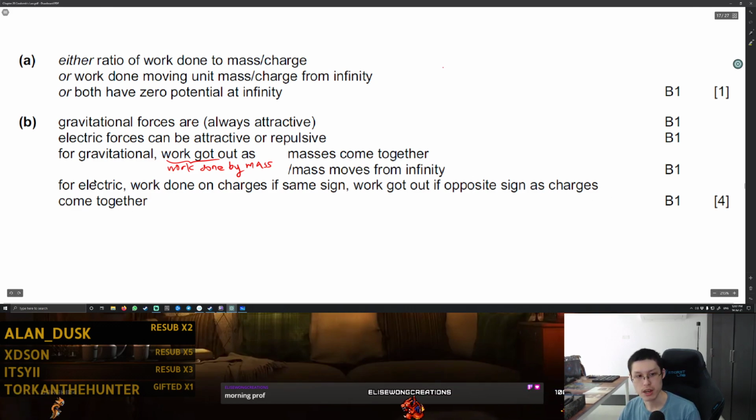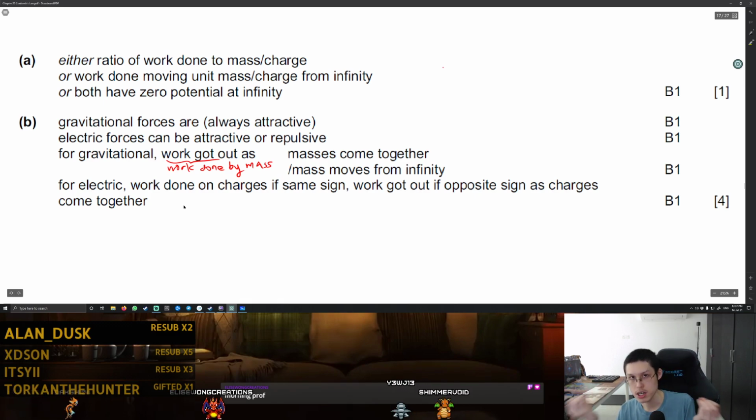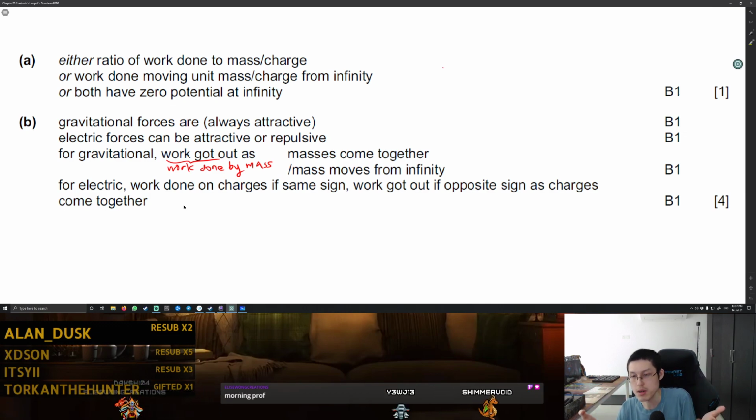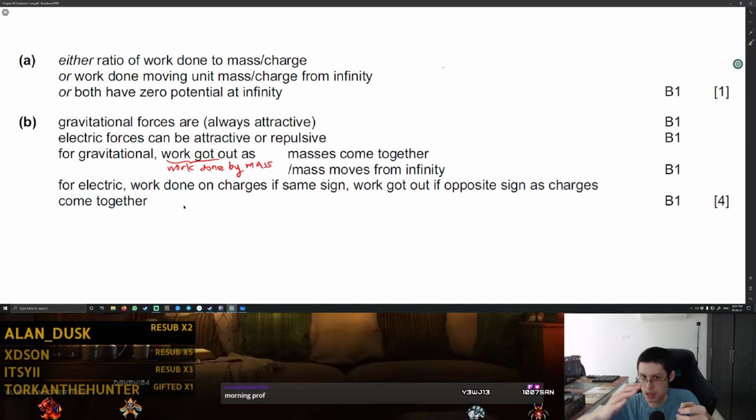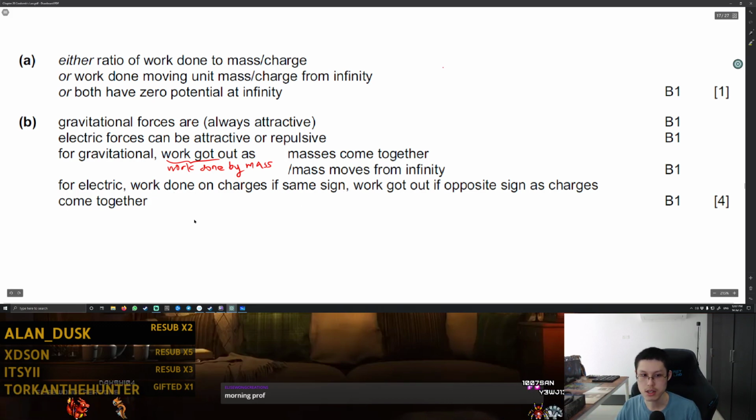And then for electric charges: work done on charges if same sign, work done by charges if opposite sign, as charges come together. So if you have two like charges and you want to put them together, you have to put in additional work, because if you leave them, they are going to push themselves apart, because like charges repel. So you have to do the work. But if they are opposite signs, work is done by the charge, or work got out.